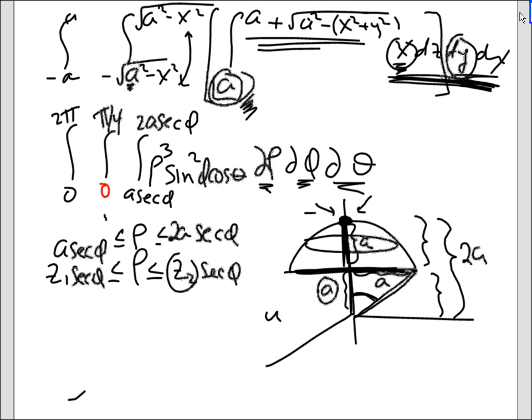There is a second example, converting an integral in rectangular coordinates to polar, to cylindrical, and spherical coordinates. And that finishes this section.